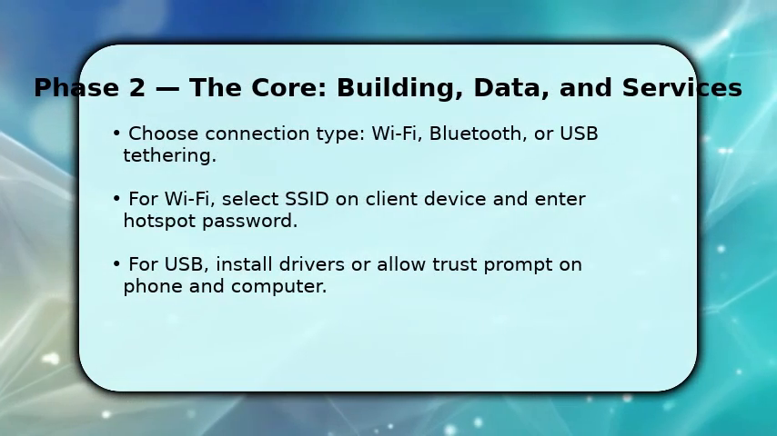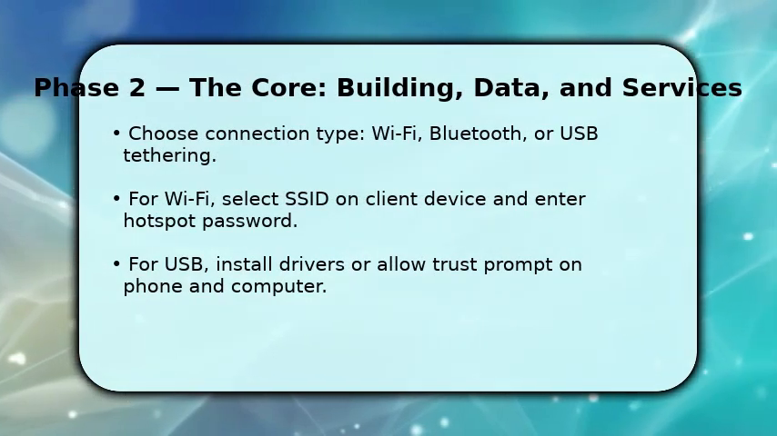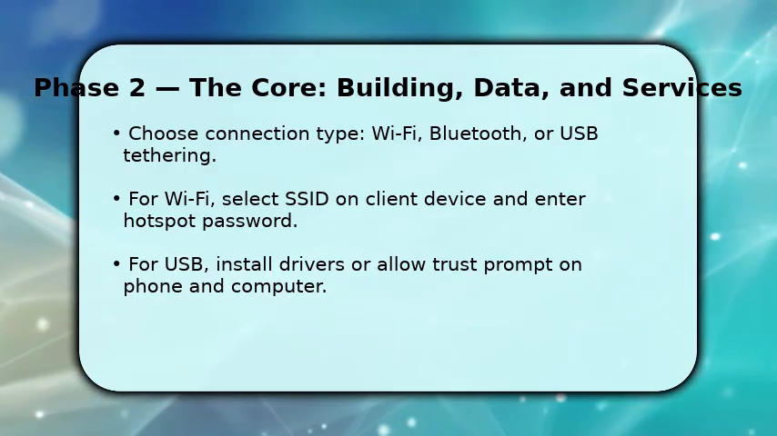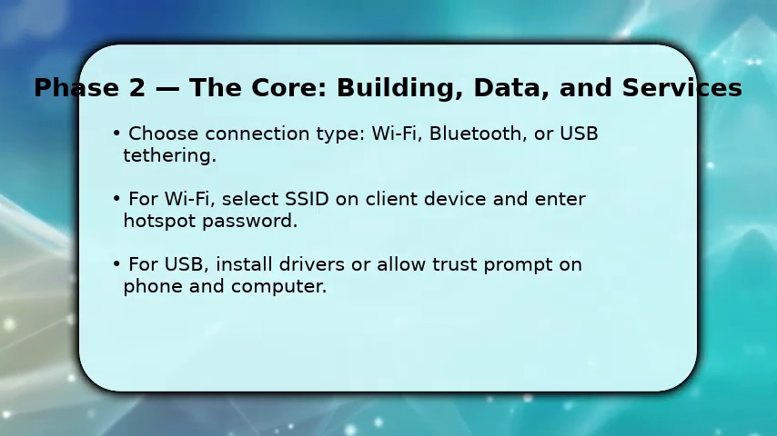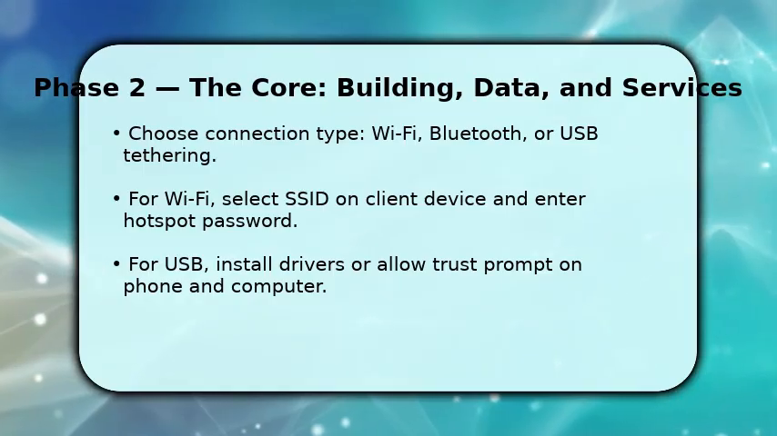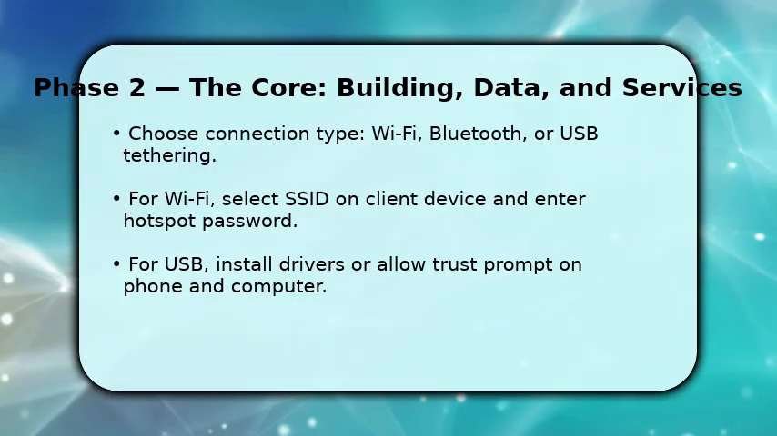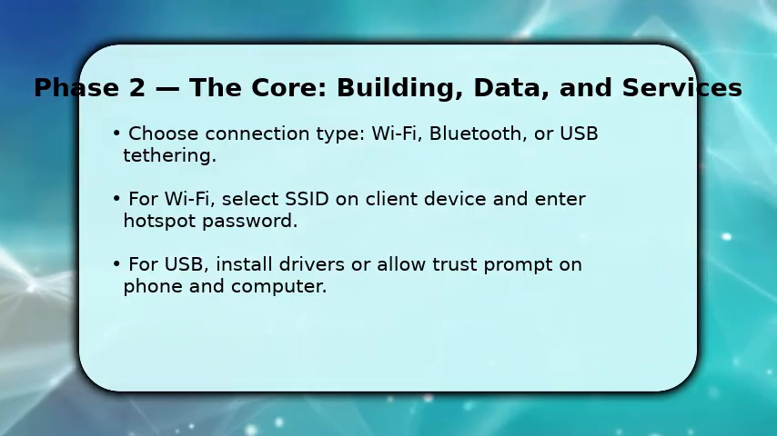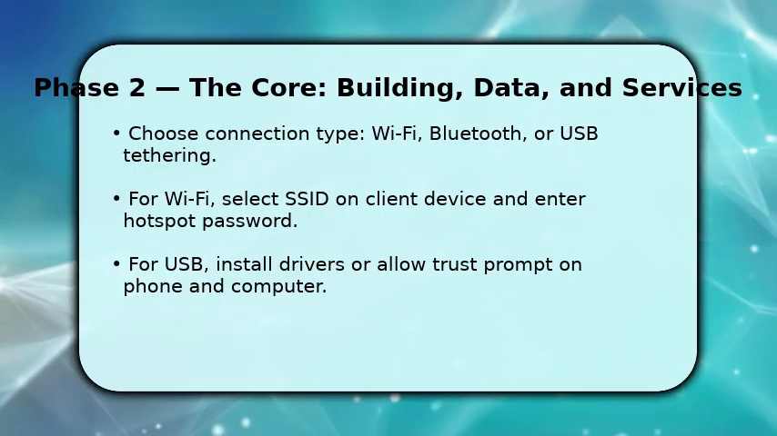Once the hotspot is enabled, choose how you'll connect. Wi-Fi for convenience, Bluetooth for low energy, or USB for stability. If using Wi-Fi, open the client device's network list, pick the hotspot SSID, and enter the password. Make sure the client is set to obtain IP automatically.